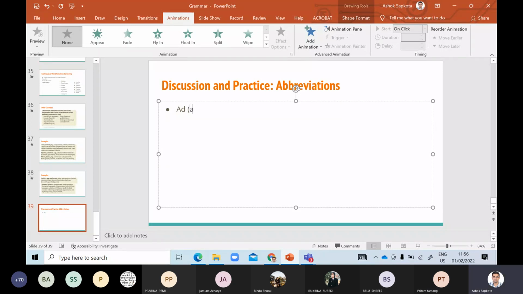Can anyone tell me? Advertisement. There is an ad in the newspaper. We often use advertisement. Ad is a short form, but the full form is advertisement.